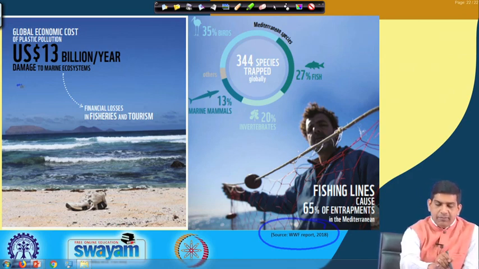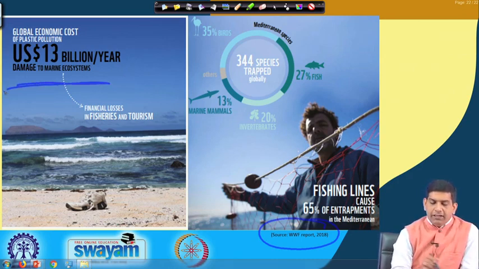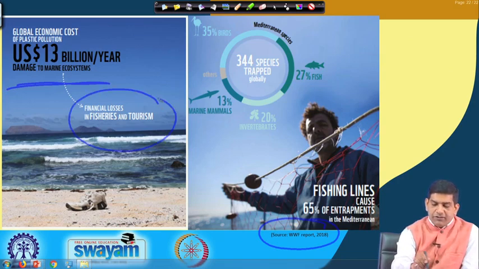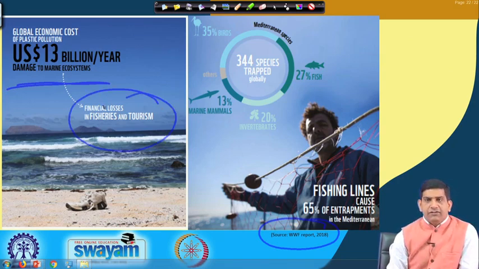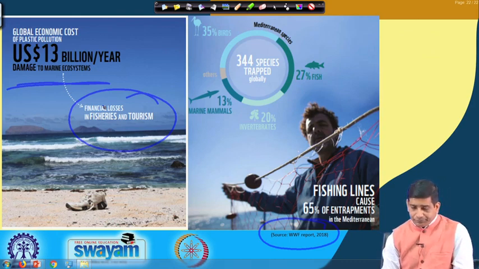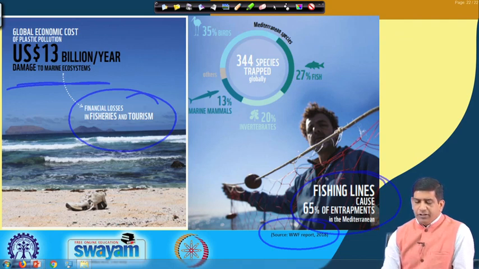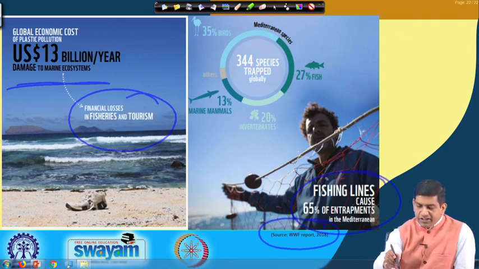So that's the damage to the marine ecosystem, and there are financial losses to fisheries and tourism, because all these plastics do affect fishes and do affect the tourism. And if you look at the fishing lines, they are causing 65% of the entrapment in Mediterranean species.